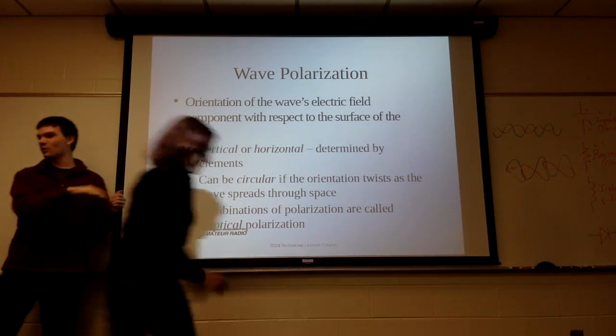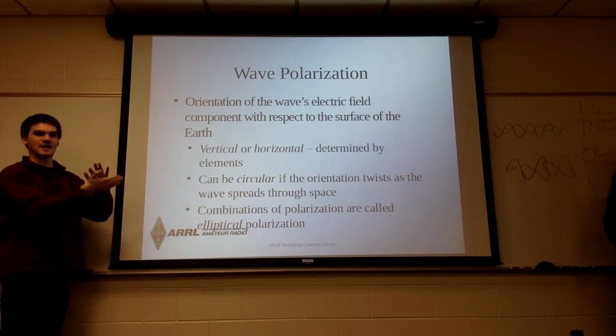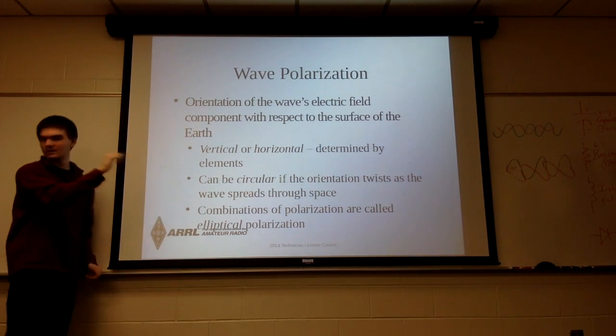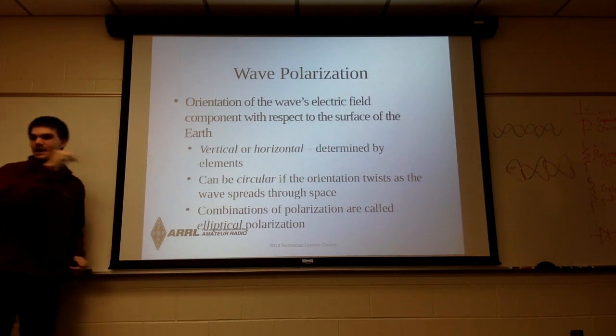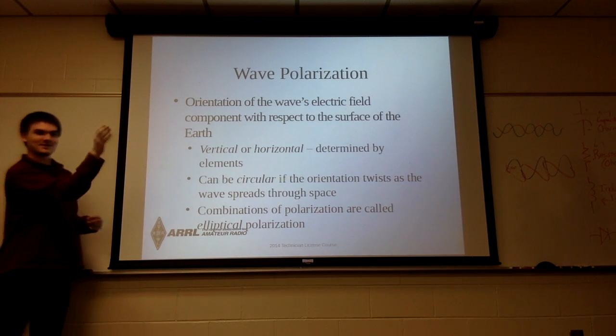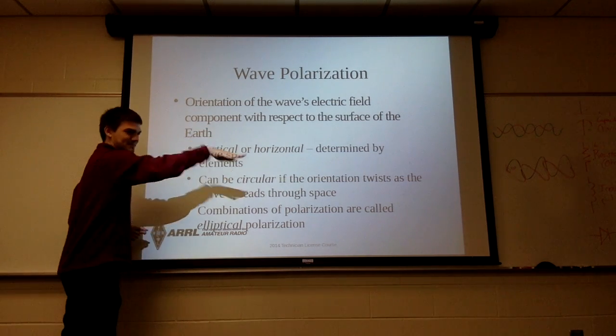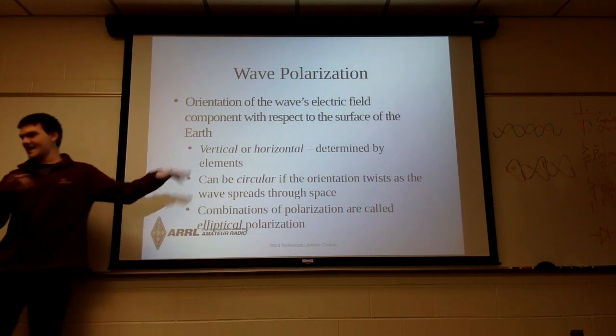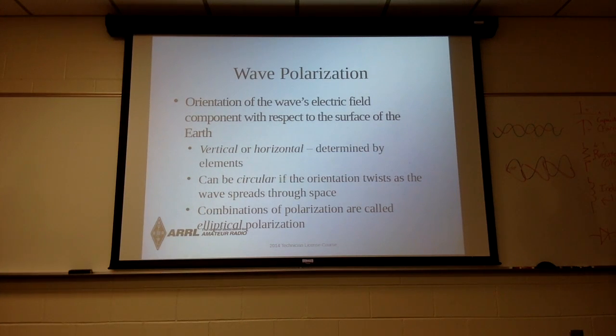And then the horizontal is the opposite of that, where the electric field is in and out, and the magnetic field is up and down. They can also travel in a circle, where halfway through it flips and travels in a circle. Anyway, that's more complicated than I want to get into.